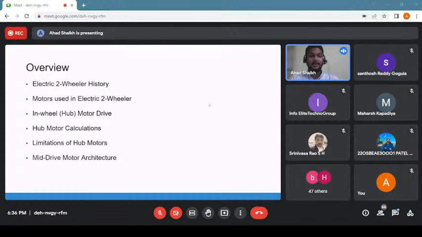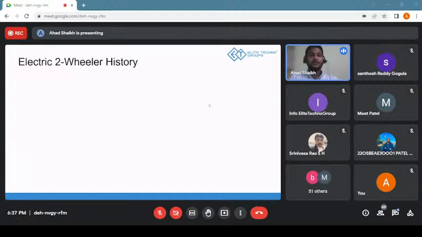Then we will see what the architecture of electric two-wheelers using mid-drive motors is. And lastly, we will compare the things we talked about previously, basically the in-wheel motor and the mid-drive motor. We'll try to compare the advantages and disadvantages of each type of architecture in a vehicle. And I would love to have a discussion with you guys as well, if you take part in that. Okay, so let's begin with the first thing, the history of two-wheelers.